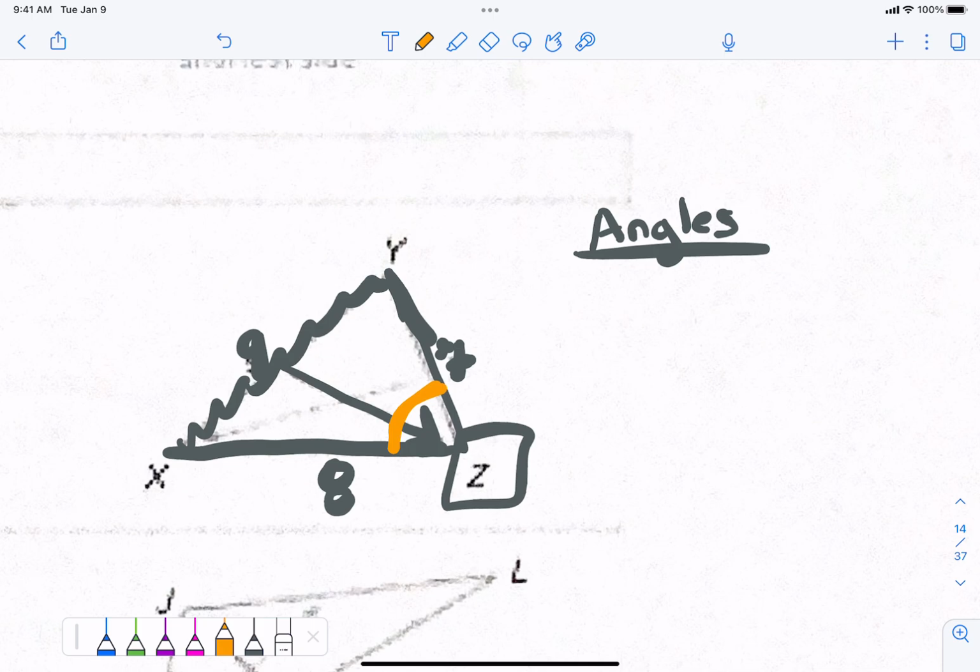So when we list the angles, if we list from small to big, angle Z is going to be over here at biggest, right? Which one is the smallest angle?